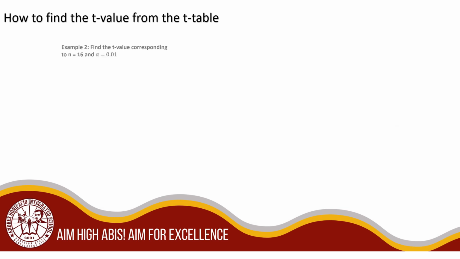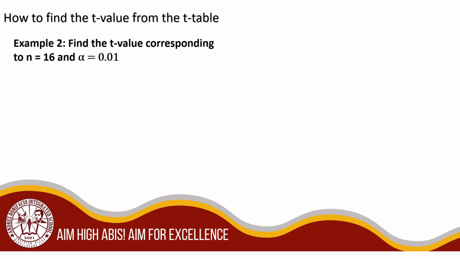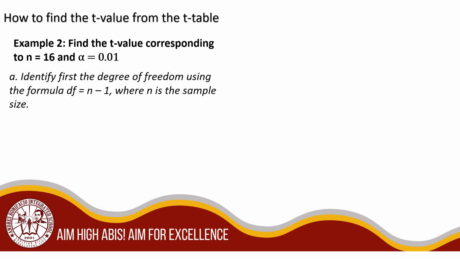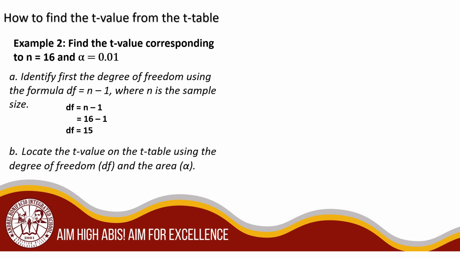Okay, let's have another example. Find the t-value corresponding to n is equal to 16 and the area or the alpha is equal to 0.01. Okay, again, we are going to identify the degree of freedom using the formula df is equal to n minus 1. So we have 16 minus 1 is equal to 15. So therefore, the degree of freedom for this example is equal to 15.